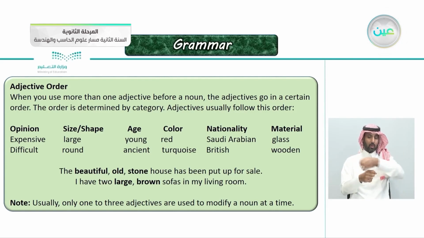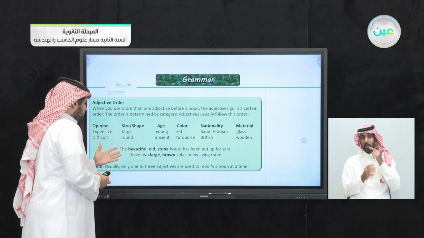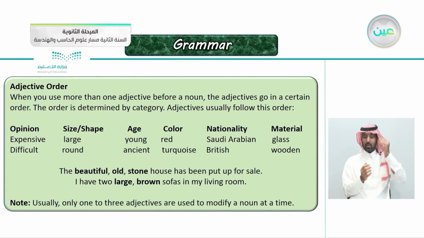Adjectives usually follow this order: opinion, size or shape, age, color, nationality, and material. For example, the opinion here, expensive or difficult. So you're giving here your own opinion. Size or shape, large or round. Age, young or ancient. Color, red or turquoise. Nationality, Saudi Arabian, British. Material, glass or wooden.